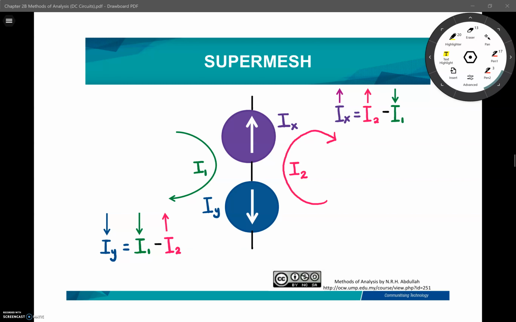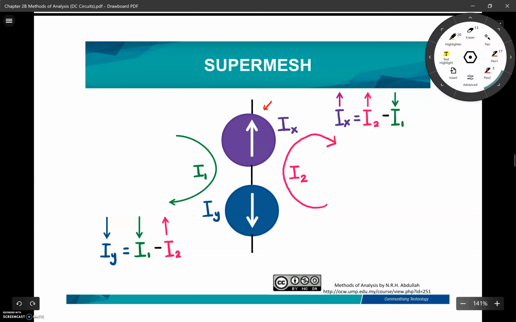So as you can see, take a look at the first current source, which is the purple color. You can see that there is a loop I1 and a loop I2 with different directions. In order to determine Ix, you can see that I2 has the same direction as Ix, so it means I2 minus Ix. And then for the blue color, Iy: Iy has the same direction as I1, so I1 will be minus I2. You can see the arrows of the directions.